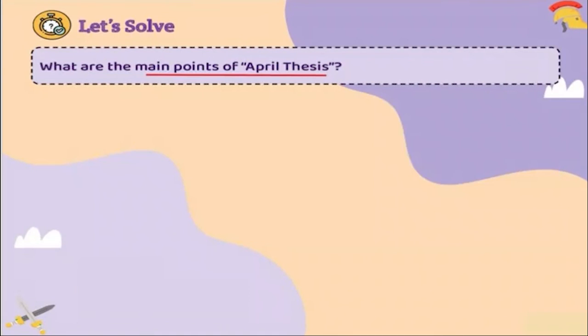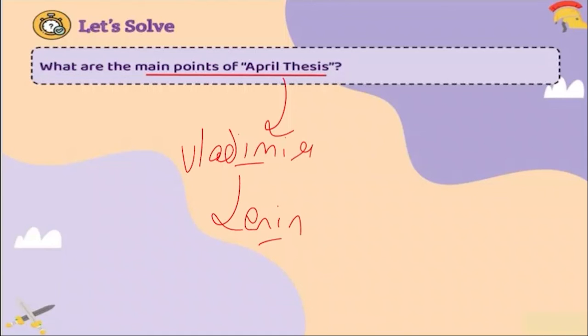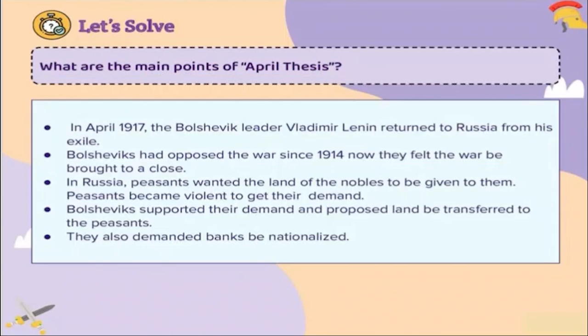All right. Next question is, what were the main points of the April Thesis? The April Thesis was given by Vladimir Lenin. When he came back from his exile in 1917, in April, he gave the April Thesis. What they said was, Bolsheviks had opposed the war since 1914. Now they felt the war should be brought to a close. They said, this warfare, whatever is going on, we do not want it.